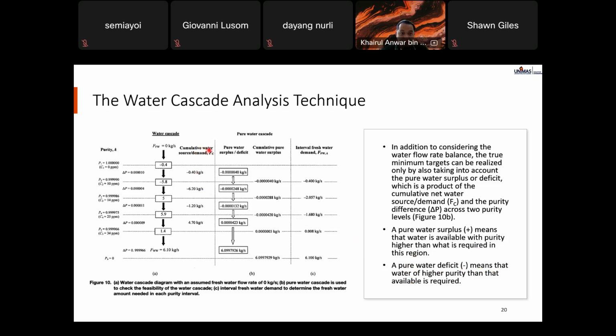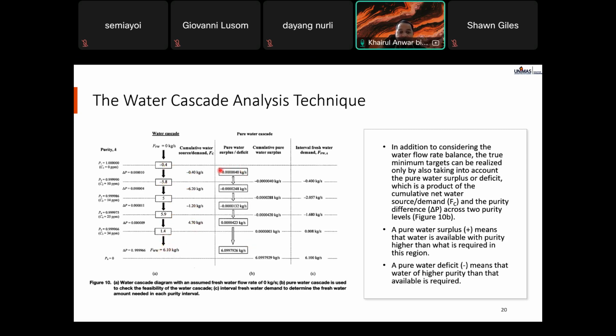So here for the cumulative water source demand, here 0.4, because this is 0, 0 plus -4, -4 plus -5.8, -6.2, -6.2 plus 5.1 plus 5.7 plus 0.7 plus 1.4, you get the 6.1.